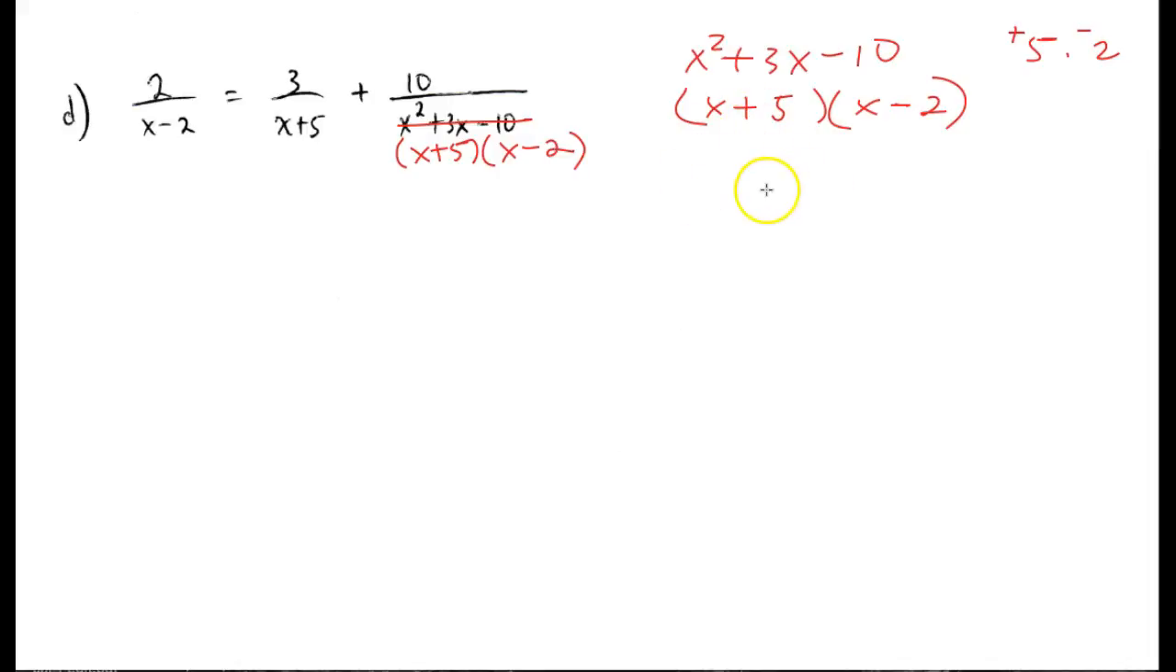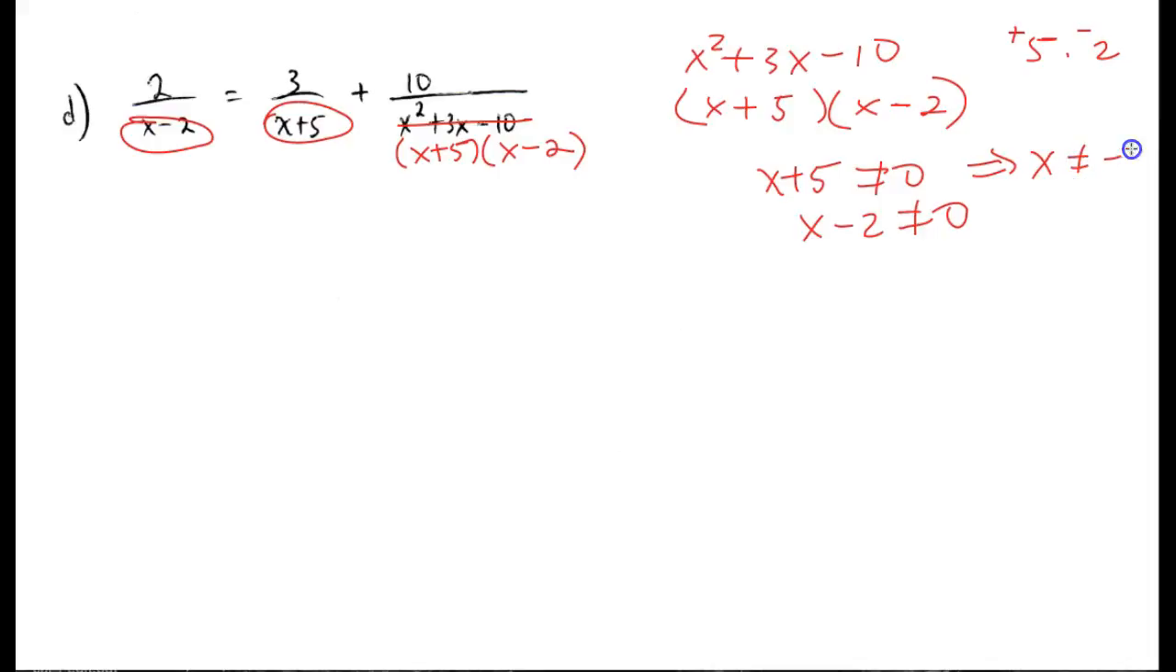And so what this tells us is that we know x plus 5 cannot equal 0 and x minus 2 cannot equal 0, because of what we see here and here. But that also applies for this part too. So this tells us that x can't be negative 5, and this tells us that x cannot be equal to 2. So as long as we do our process here and we do not get negative 5 or 2 as a solution, then we're good.